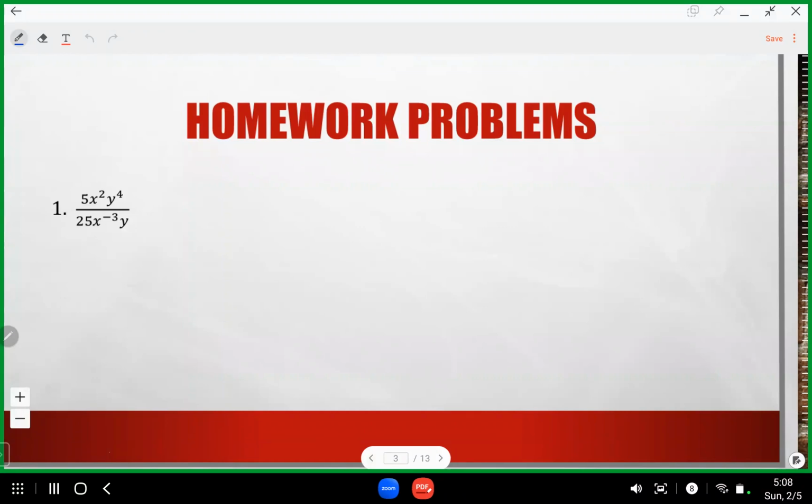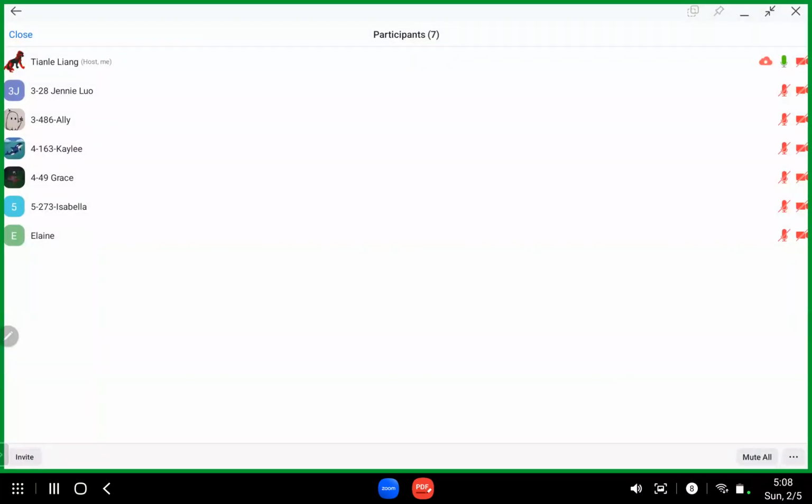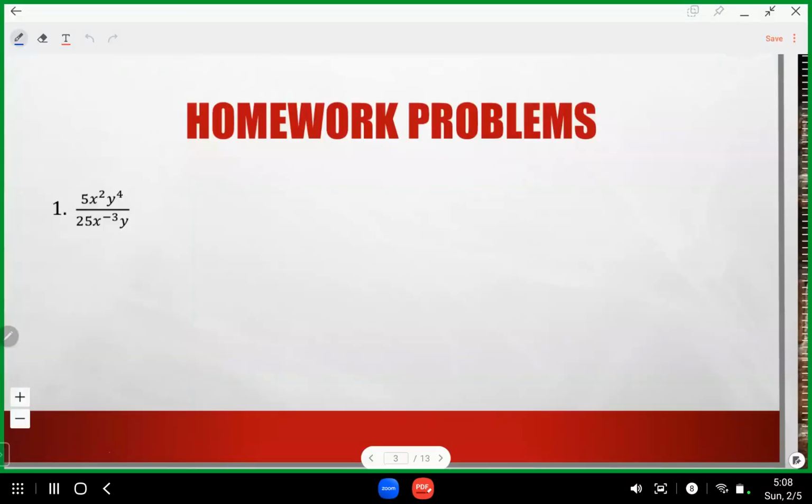All right, so let's solve this one. Who wants to volunteer to solve this one? How about, let's see, Kaylee, would you like to do this? Okay, so how would you do this? Well, first you have to simplify it, so that's equal to x squared y to the fourth power, divided by 5x to the negative third power and y.